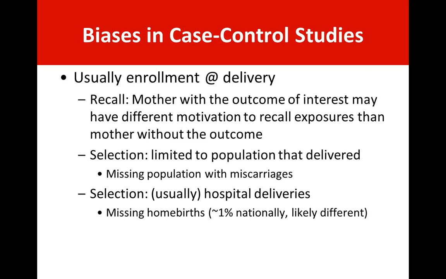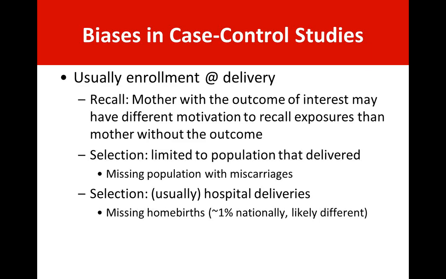We've got selection bias if we're doing this because we're limited to the people who delivered. At this point you've missed miscarriages or people who never conceived at all. And there's also a selection bias here because usually if we're recruiting for a case control, we're recruiting in a hospital because that's where we have people. And so, then you'd miss the home births.